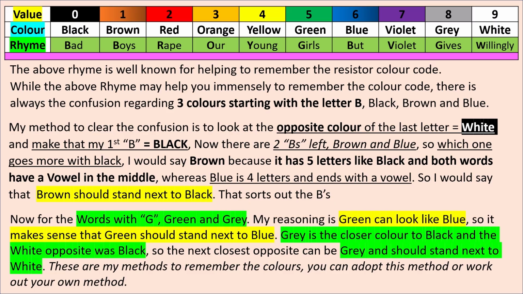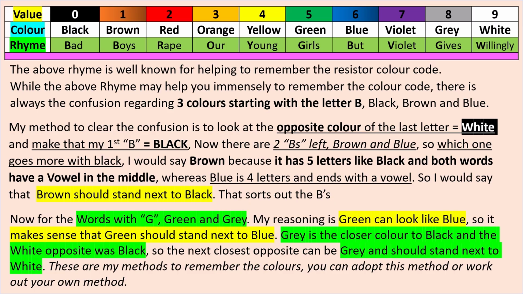And then on to number 2, which is red. The value of the red one is 2. And so we attach the word rape to that word. Number 3 is orange, and we use the word owl for orange. And yellow is number 4, and we use Y for young and Y for yellow. And so we go on right through to the very end. Now, V for violet, we've used it as a proper lady. Her name is Violet. So if you look at the rhyme, which says, bad boys rape our young girls, but Violet gives willingly. Violet would be the lady that we have in the little picture.